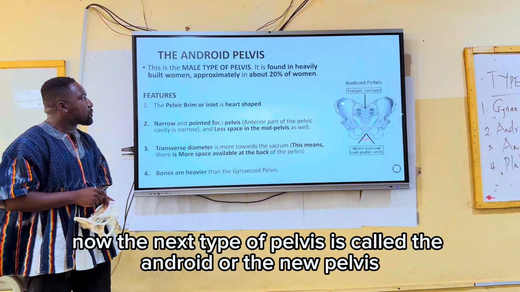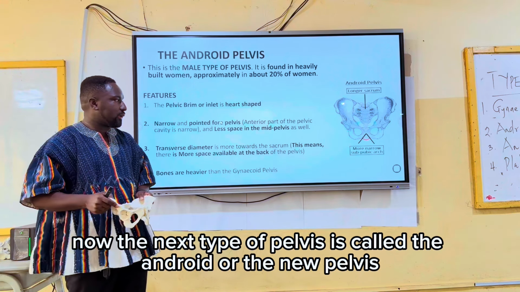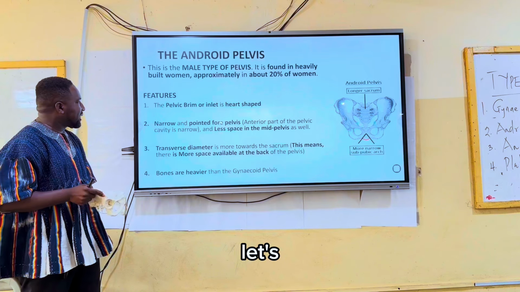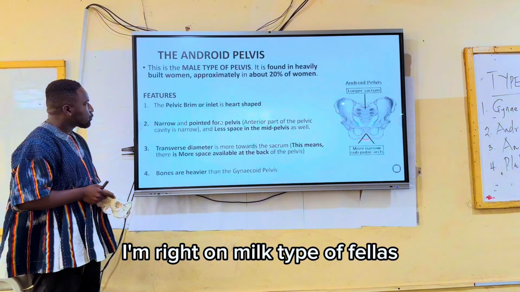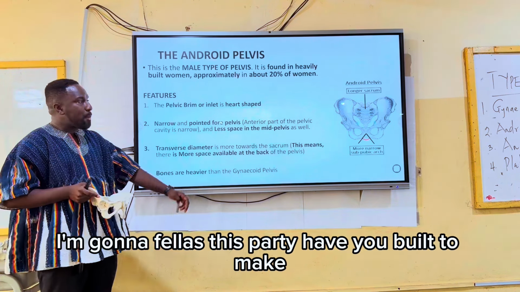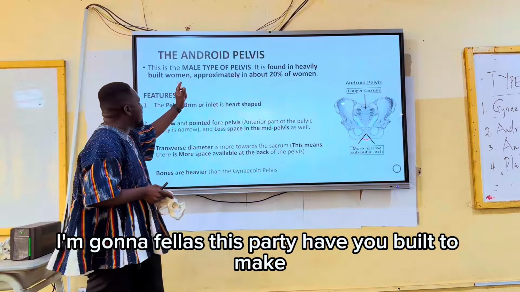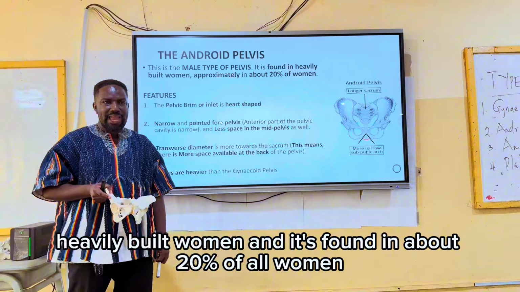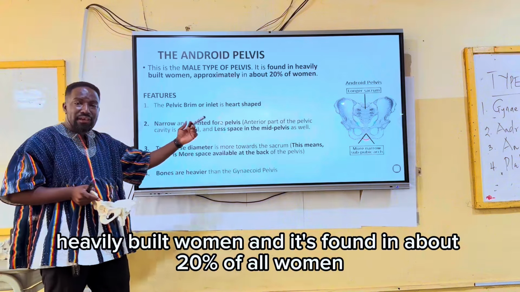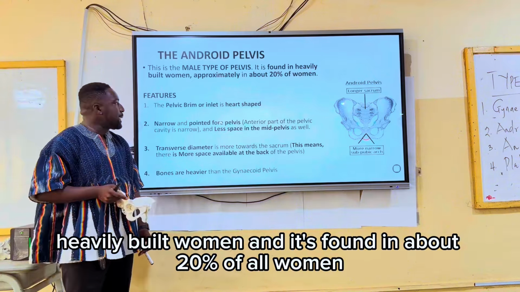Now the next type of pelvis is called the android or the male pelvis. Android or male type of pelvis. This type of pelvis is found in heavily built women. Women with masculine features. Heavily built women. And it's found in about 20% of all women.